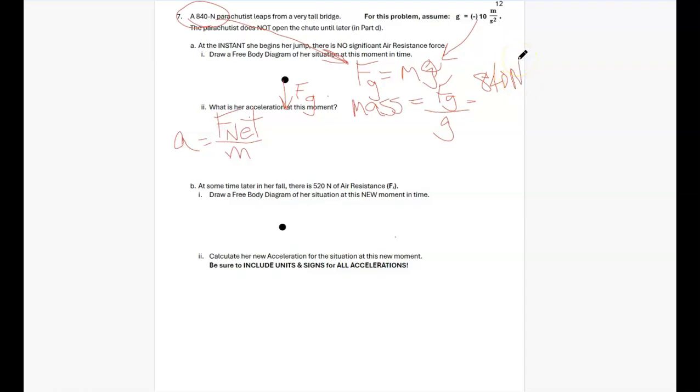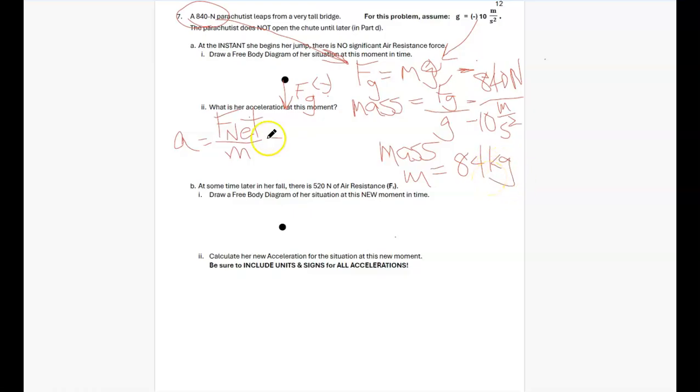But remember, her weight force is pointing down. That's a downward force. It's a negative force, negative in value. And we'll just put a little negative sign there. And we have to divide it by g, which is negative 10 meters per second squared. Well, that means her mass, or m, is equal to 84 kilograms.